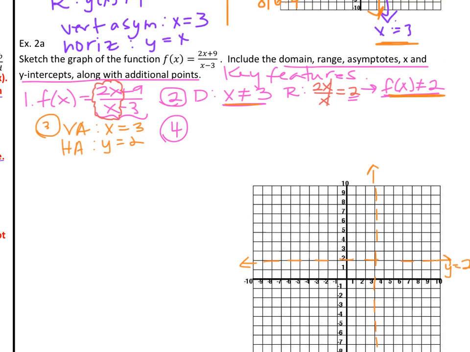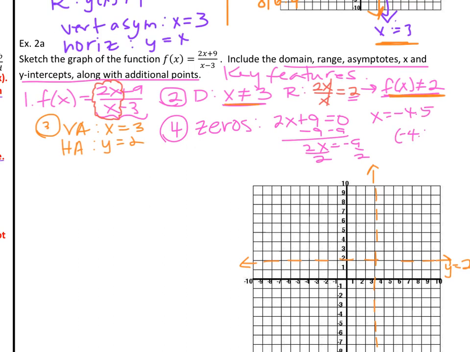All right, now that that's done, let's determine our zeros. Now remember, the zeros come only from the numerator. We're going to set 2x plus 9 equal to 0, and then we solve for x. If we move 9 over, we get 2x is equal to negative 9. Dividing both sides by 2, that means x will equal negative 4.5. As an ordered pair, that's negative 4.5, comma 0. That's the x-intercept. So over at negative 4.5, I'm going to put a dot.